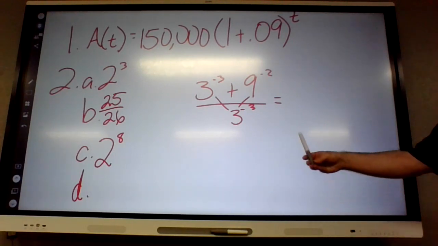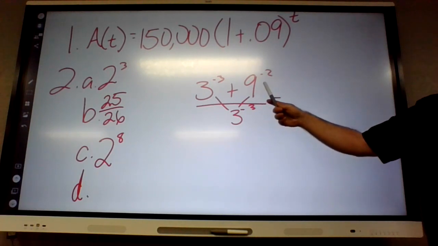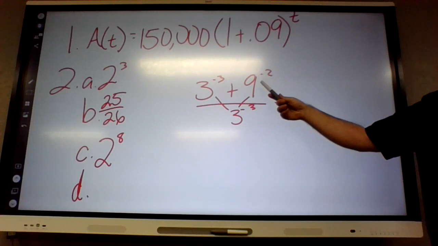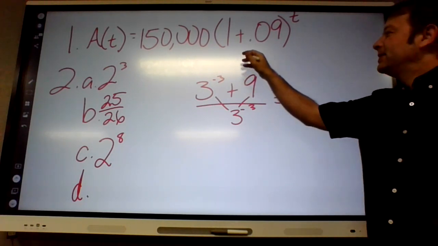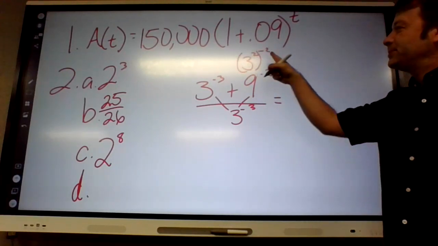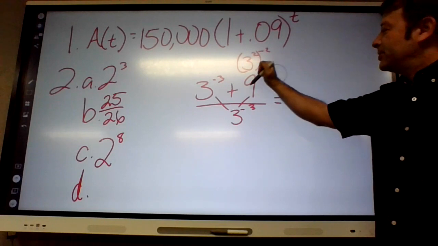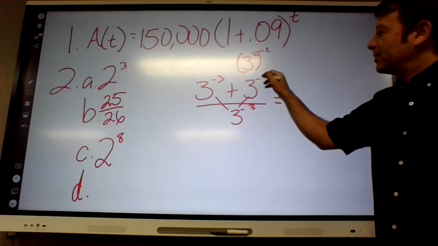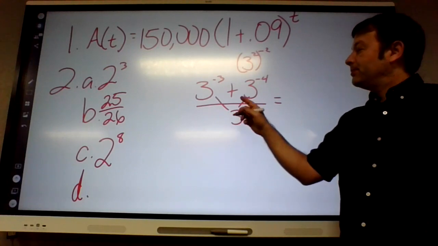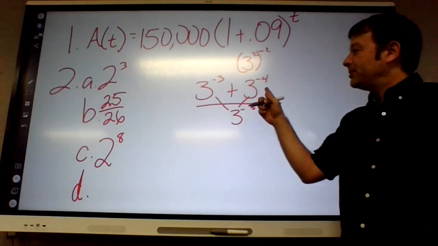I know. Okay, 9 to the negative 2 is what? 3 to the negative 4. Okay, yeah, it's 3 squared, and then that to the negative 2, so you multiply. So this is 3 to the negative 4th. Okay, you could add these together and then divide the whole thing, but you could also use distributive property.